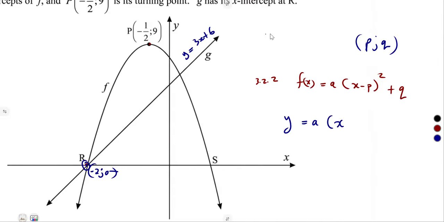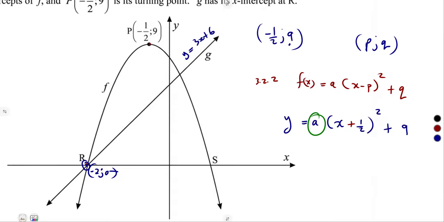So if the value of x is a negative as what we are given, how do we substitute it here? It will be a positive. It changes, minus p. So when it is minus already, it means this must be positive. So it's going to be positive 1 over 2 squared plus the value of q, which is the y value as it is, which is 9. Just like that.